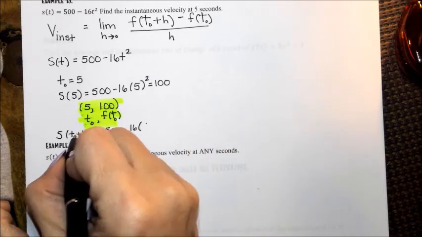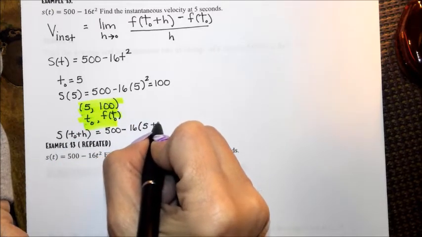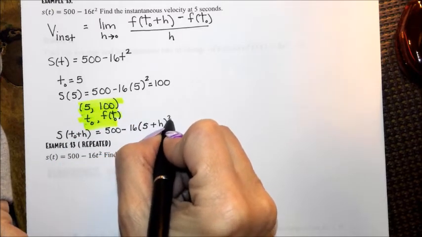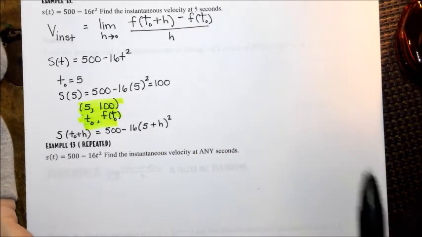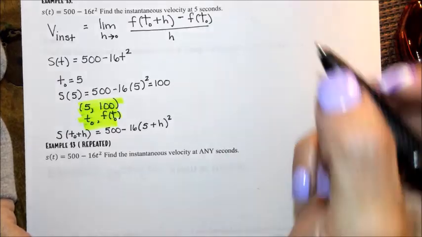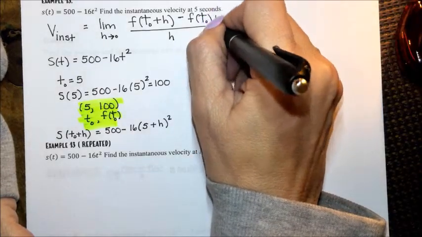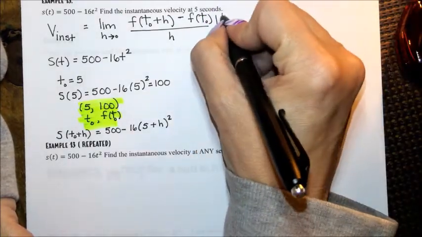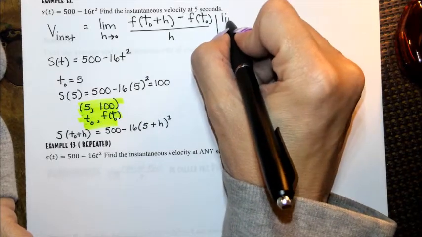T naught is 5, plus a little bit squared. And we're going to do some of this off to the side because some of it's going to get kind of messy. So here we go. Let's come over here and we're going to do the limit.